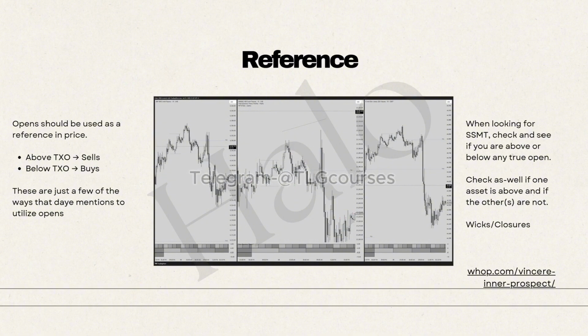When looking for sequential SMT, check and see if you are above or below any true opens. Check as well if one asset is above and if the other, looking at ES primarily, is not. So wicks and closures count. If you have one asset that is wicking above true day open and takes out a high and creates sequential SMT and the other asset's failing to close above it, look for shorts. Or if you're anticipating that to be the high of the day, look for a turtle soup of that previous quarter high or the previous cycle high and then short that. There's a bunch of different ways you can be doing this.